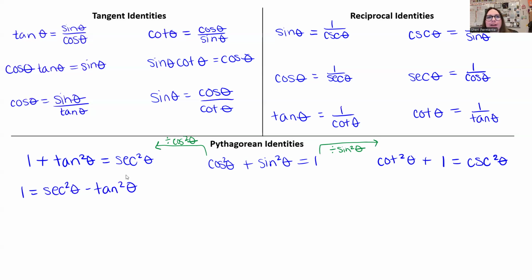What if we rearranged it, looking at this first one, and we bring the 1 over so that we have tangent squared is equal to secant squared, and then we bring the 1 over here. It's just another way to write it, so that we have tangent squared equals. So I'm just going to manipulate it again. I will say that tangent squared is equal to secant squared minus 1.